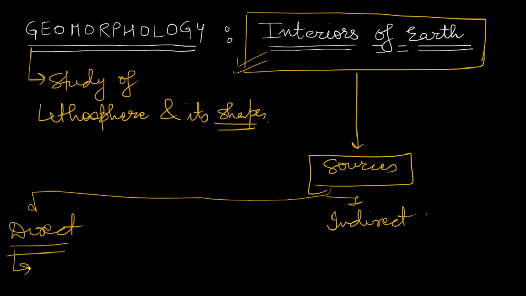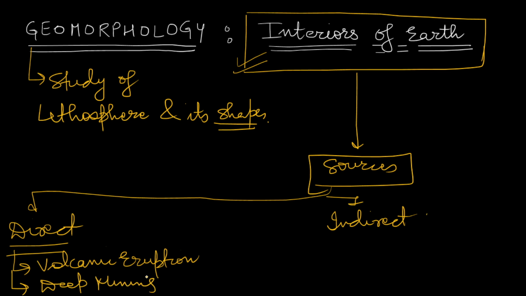First of all, volcanic eruption. Here the interior materials in the form of lava and magma come out. So you can observe that. Okay. Secondly, we can do deep mining. There are various deep mining projects which have happened in the past and will be happening in the future. Okay, there are various deep ocean drill projects. So these are all direct sources.